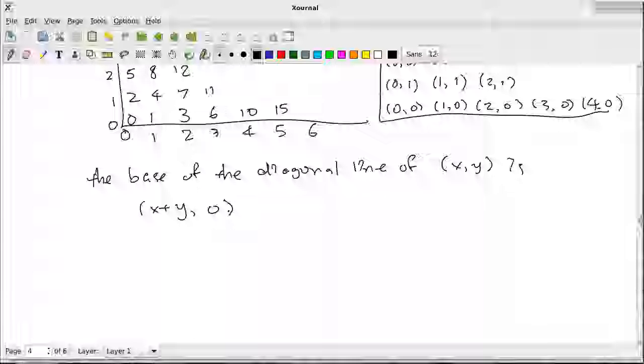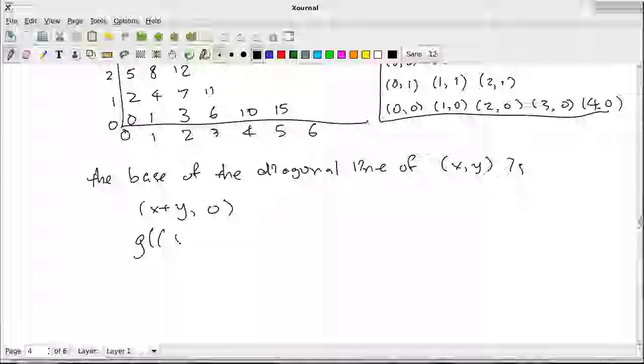Is that okay? Because every pixel on that diagonal line must have the x and the y coordinates add up to the same sum. So, if this x plus y adds up to a particular sum, then at the base of that diagonal line, we still need the x and the y coordinates to add up to the same sum. But since we know at the base, the y coordinate is going to be a 0, that forces the x to be x plus y. Is that okay?